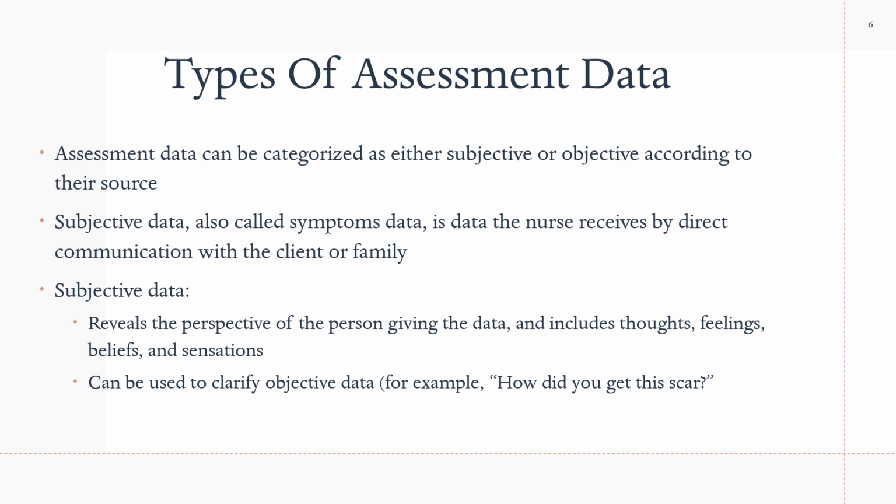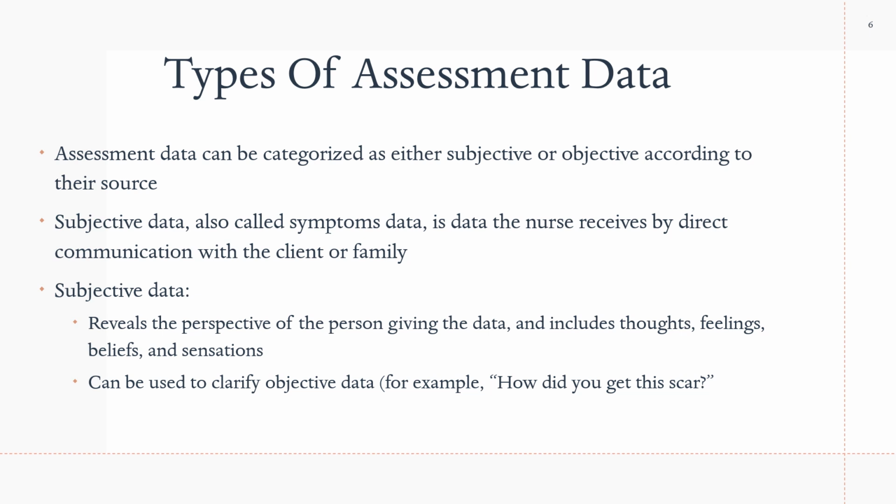So there are lots of types of assessment data, many types. Assessment data can be categorized as either subjective or objective. These are the two main types, and they are categorized according to their source. Subjective data is also called symptoms data.